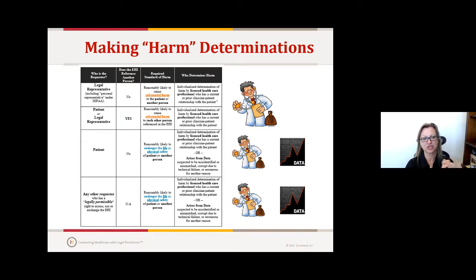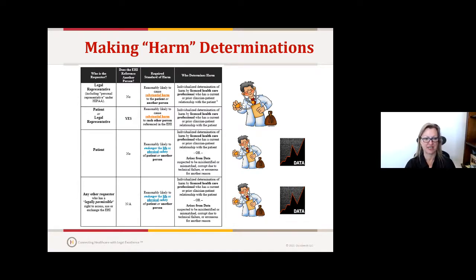You can see in orange, it's the substantial harm standard, which is a slightly lower standard. And in the blue, you can see that the harm standard is endangerment of the life and physical safety of a patient or another individual, which is much harder to meet, meaning that you have fewer situations where you can actually use this exception as a basis to withhold the EHI from the person who is requesting it, if it is, for example, a patient or another requester who has a legally permissible right to access, use, or exchange the information.